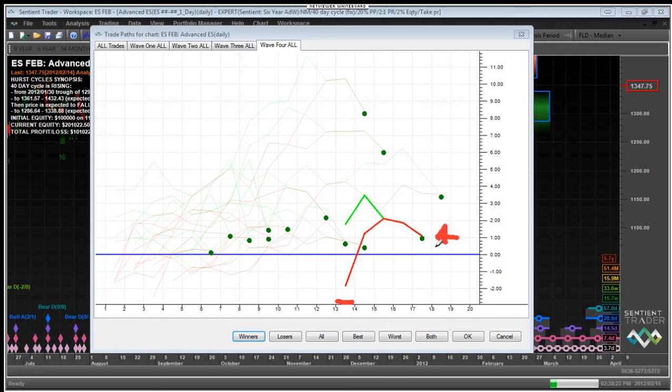I'd be inclined to agree. Bar 13 of wave 4 is much too late to enter a wave 4 trade, but Sentient Trader did it in this example, and as you can see, we closed the trade with only a 1% profit. So I hope that explains why.